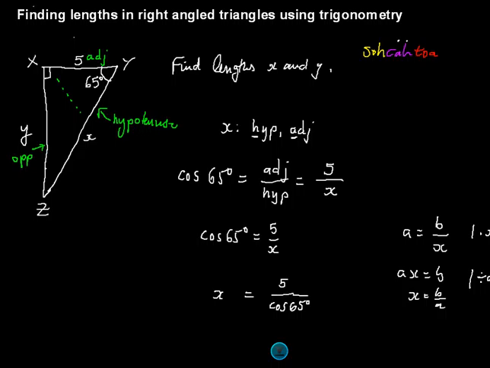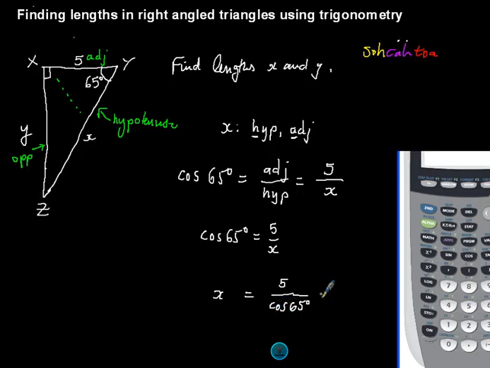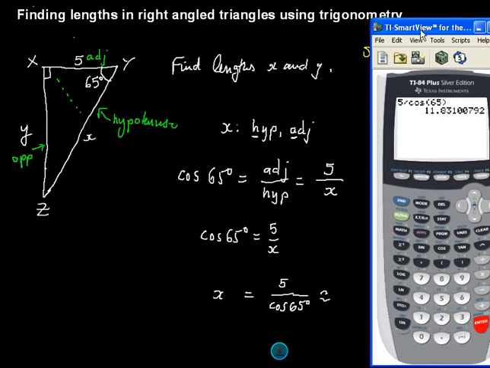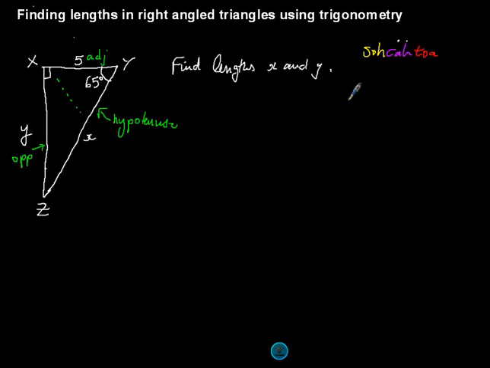And my calculator knows what 5 divided by cosine 65 degrees is. So let's press enter, and I'm going to give my result here to approximately 3 significant figures. It's about 11.8. So it's approximately 11.8 units long. I've just calculated x. Now I would like to calculate y.